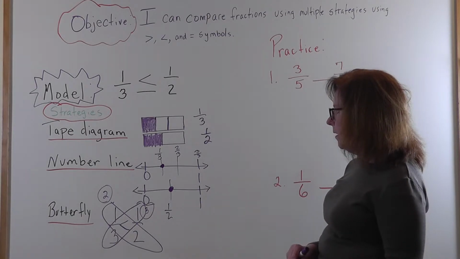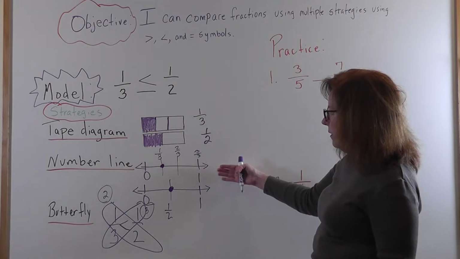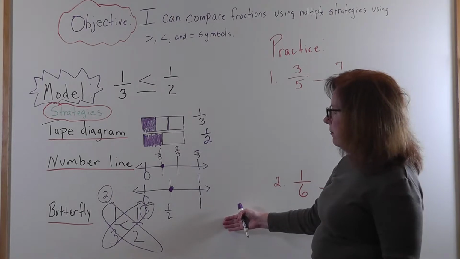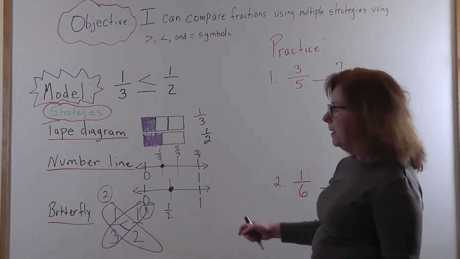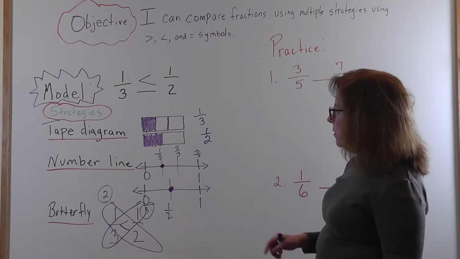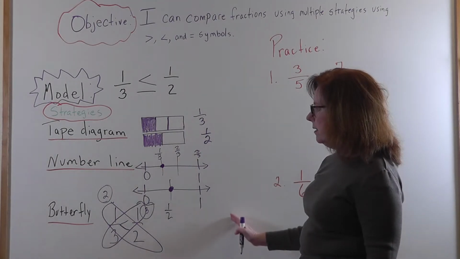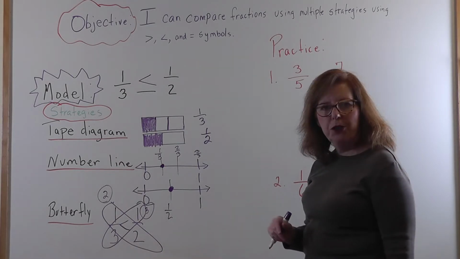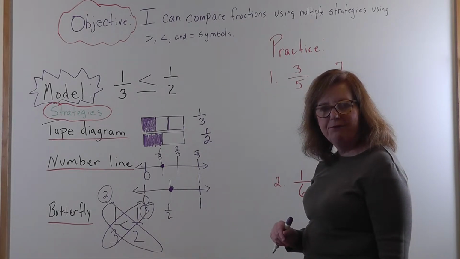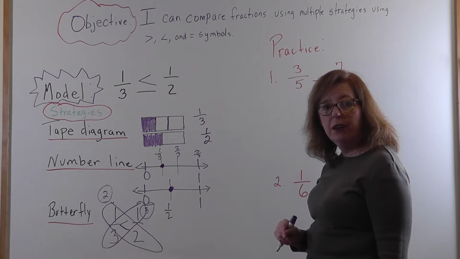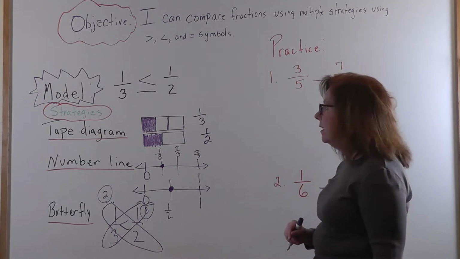So I've just shown you 3 different strategies in comparing fractions. Now, looking at these 3 strategies, which strategy do you like best? And why? I want you to think about that. Which one do you prefer?